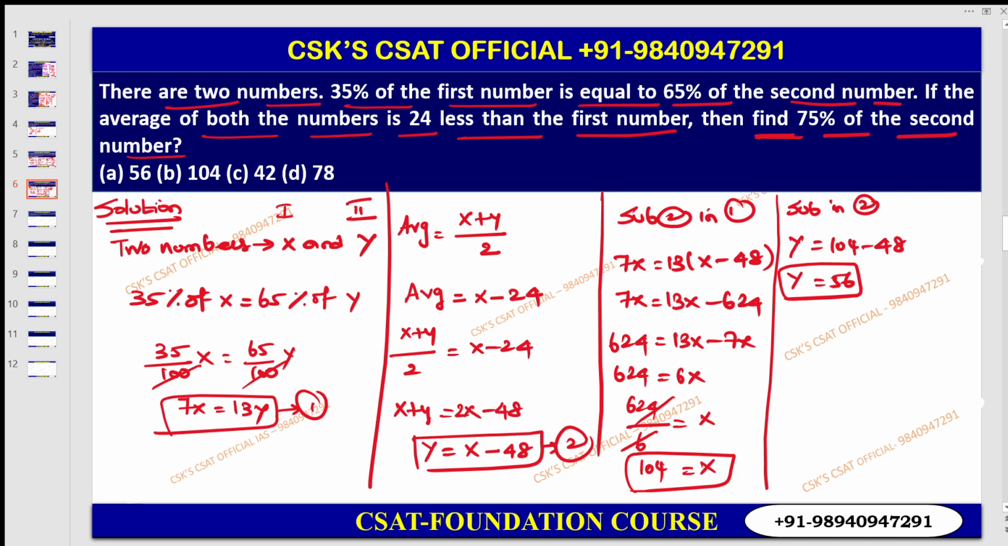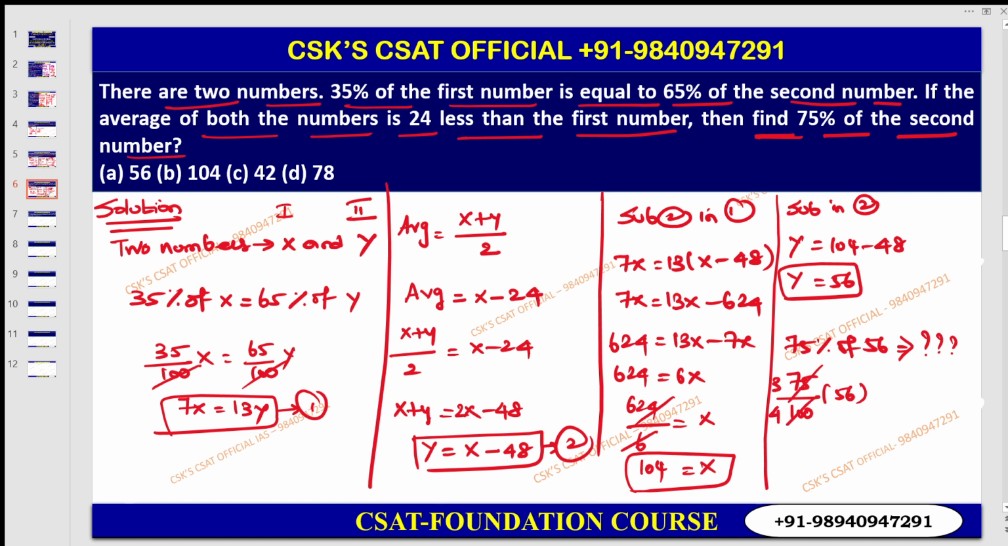Then find 75% of the second number. What is the second number? Here, 56. So 75% of 56 is equal to what? So this is the question. Or else you can write it like that. If you know the corresponding fraction, that is better. If you do not know this, you can convert like this also, not a problem.